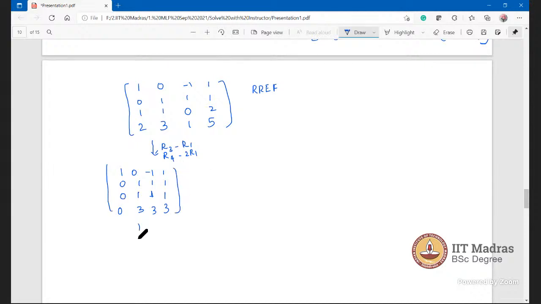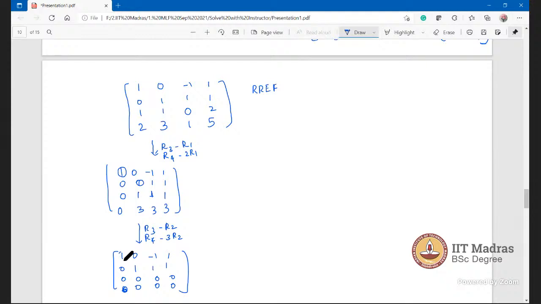This can be further reduced in terms of the third row, because in our second row we got the pivot element here. In the first row already the pivot is 1 and beneath everything is 0. For 1 the above element is already a 0, so no need to worry about that. Your R3 minus R2 will give you the 0 entry here, and R4 minus 3 times R2. So this will simply lead us to 1, 0, minus 1, 1, and 0, 1, 1, 1, and in the last two rows we get 0. So hopefully we have arrived at our reduced row echelon form.